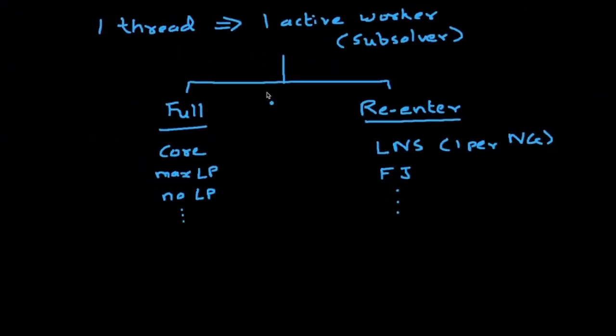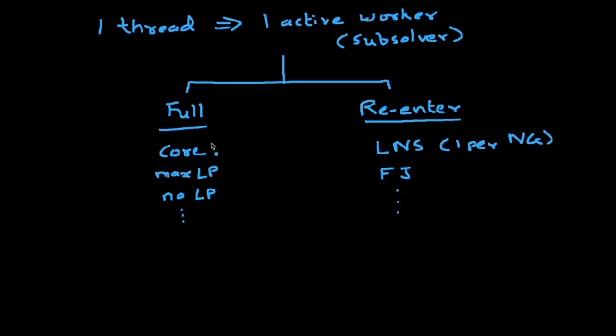Before we jump into the LNS itself, let's take a look at the architecture of the solver. The CPSAT solver mostly runs with multiple threads, and there is one active worker per thread. Let's call it a subsolver. In the CPSAT solver, we have multiple categories of subsolvers, but to simplify things, I'm going to talk about two of them: full and re-entering. The main difference is that the full subsolvers will permanently occupy the thread, whereas the re-entering type of subsolvers will give back the control.